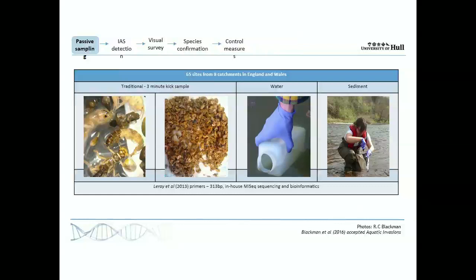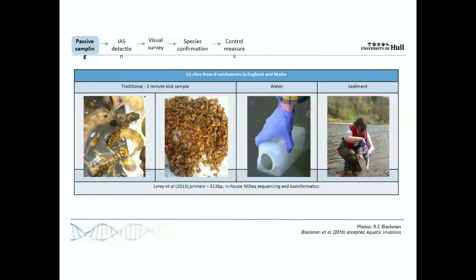So I also collected the water sample in a similar way as I said before, and a sediment sample from across the river width. So sediment holds DNA in a different way to water, so I was keen to see if the water and the sediment were different in what I was detecting. So I've got these 4 types of samples from my 65 sites.